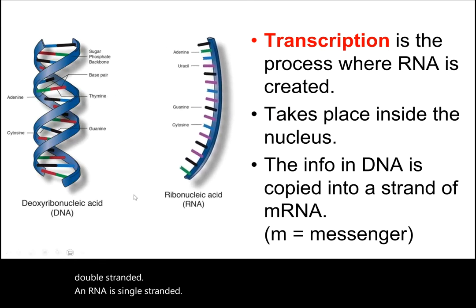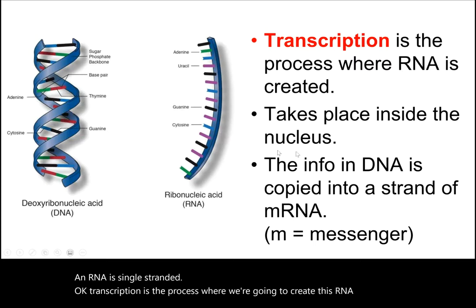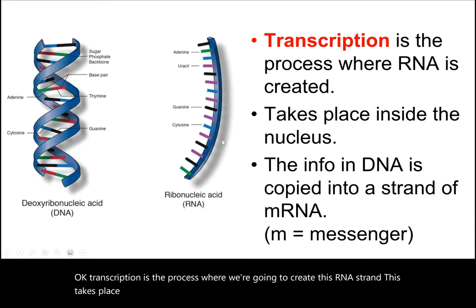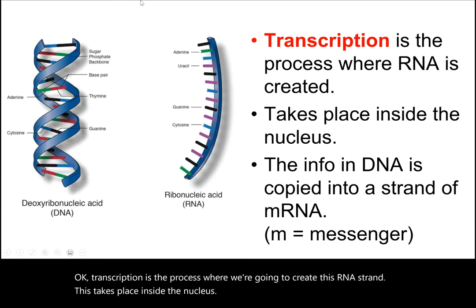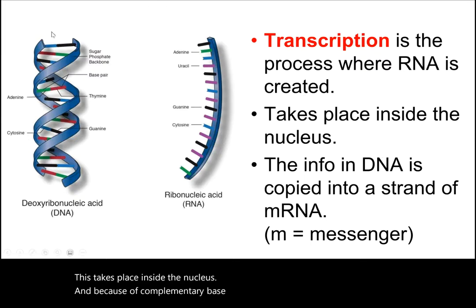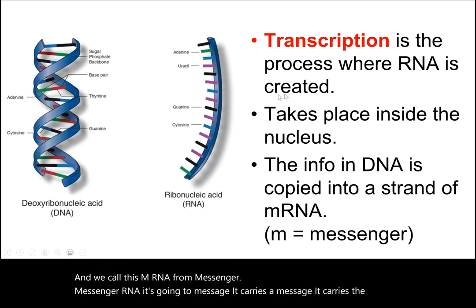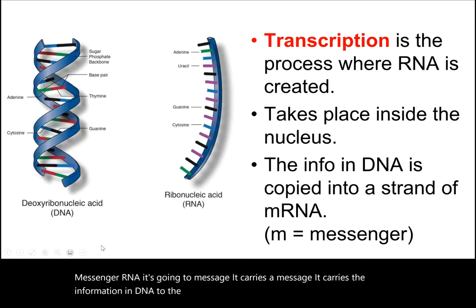Okay, transcription is the process where we're going to create this RNA strand. This takes place inside the nucleus. And because of complementary base pairing, the information in this DNA molecule is copied, right? And we call this mRNA for messenger RNA. It carries a message. It carries the information in DNA to the ribosome. It's the messenger.